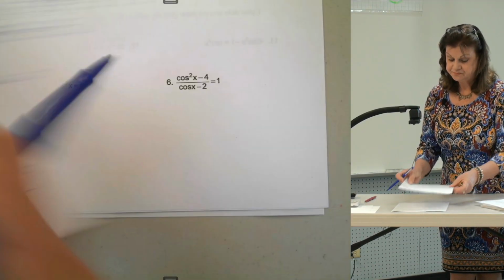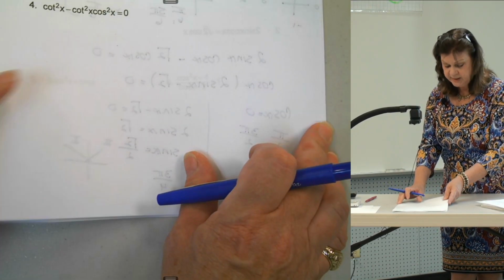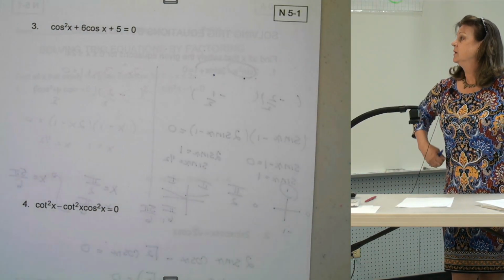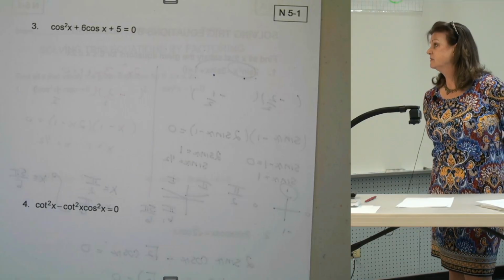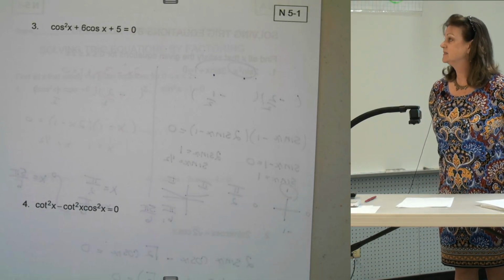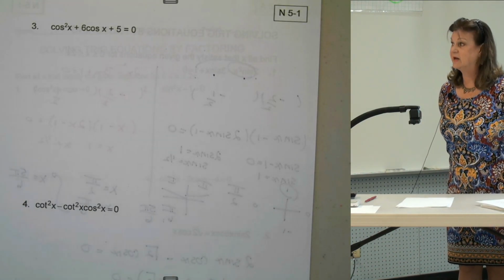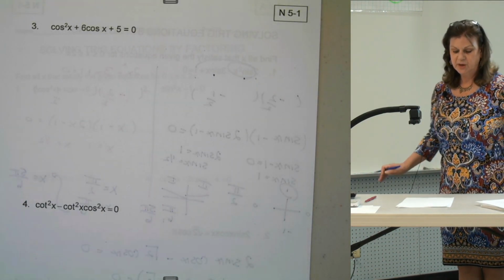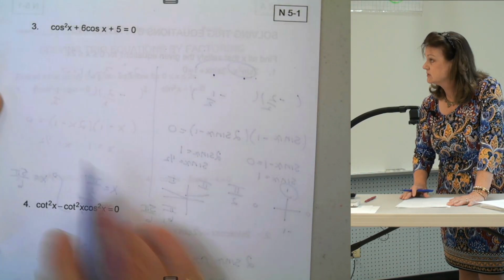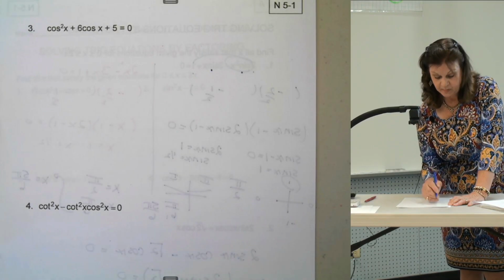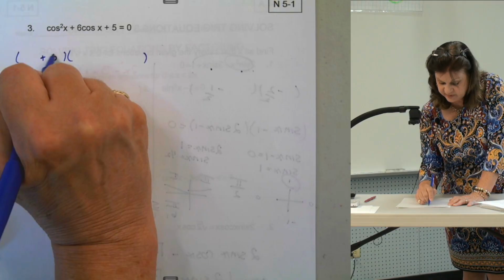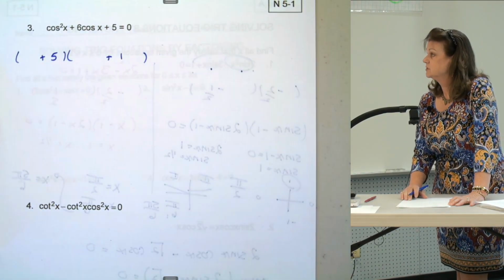Okay, let's head to the back. Again, if you haven't had a chance, here's the problem. I've got cosine squared plus 6 cosine plus 5 equals 0. So you may want to look at this as x squared plus 6x plus 5 equals 0. All right? Again, we're looking for factors of 5 that add to give us 6. Our signs are the same. They're both positive. So I'm going to have plus 5 and plus 1. There's no leading coefficient. I won't be dividing.